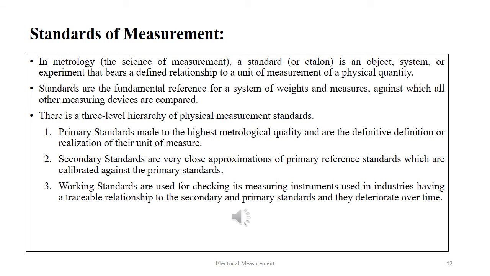In metrology, the science of measurement, a standard or etalon is an object, system, or experiment that bears a defined relationship to a unit of measurement or a physical quantity. Standards are the fundamental reference for a system of weights and measures against which all other measuring devices are compared. There is a 3-level hierarchy for the standards. Primary standards, made to the highest metallurgical quality and have a well-defined definition. Secondary standards are very close approximations of the primary reference standards. And thirdly, the working standards that are used in industries that have a traceable relationship to the secondary and the primary standards, and they deteriorate over time.